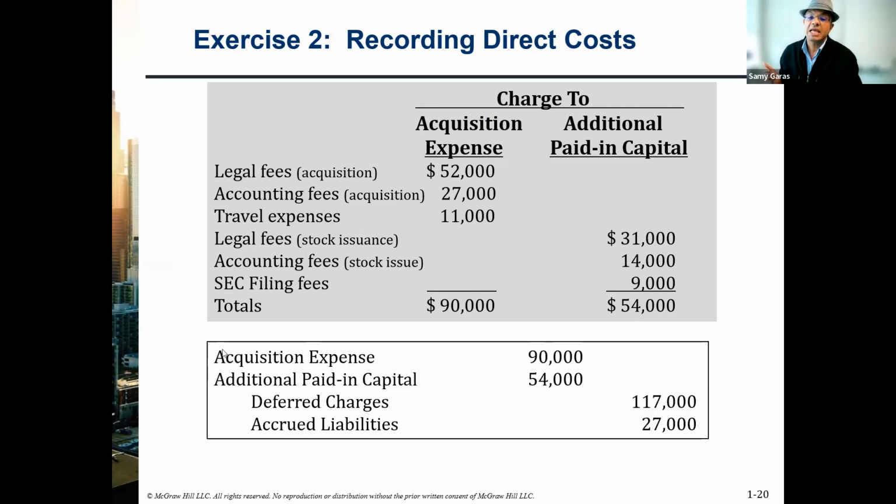So we debit acquisition expense by 90,000, additional paid-in capital, and this amount will reduce the additional paid-in capital because additional paid-in capital is a shareholder equity account. When we take something out of it for expenses, it will be a debit. And then we credit deferred charges by 117, accrued liability 27. When we pay those items, we debit those two accounts and then we credit cash. But for the time being, we need to worry about those two items, acquisition expense and additional paid-in capital.